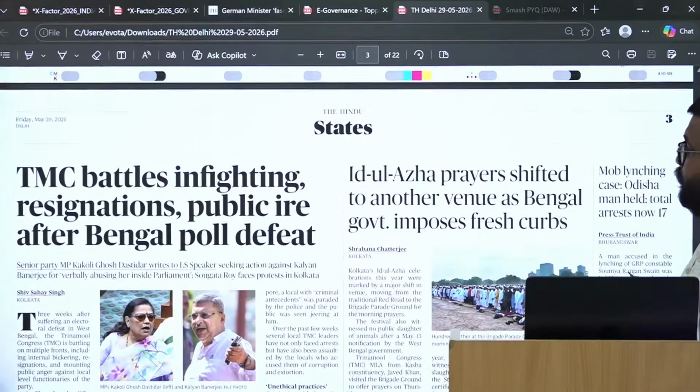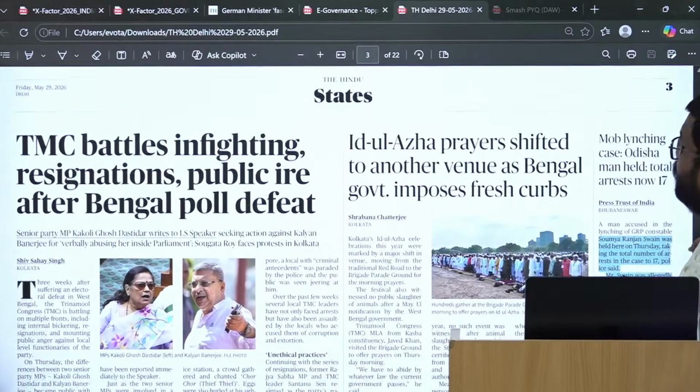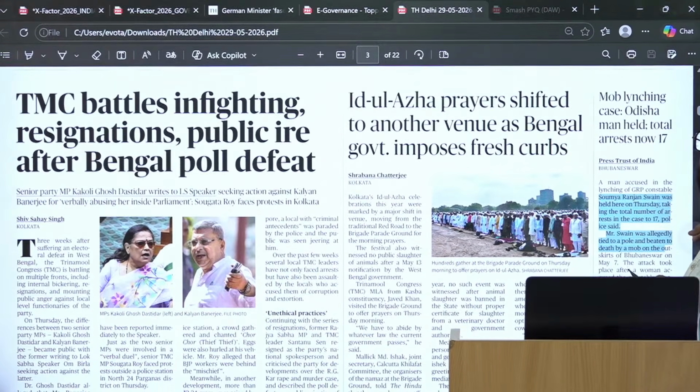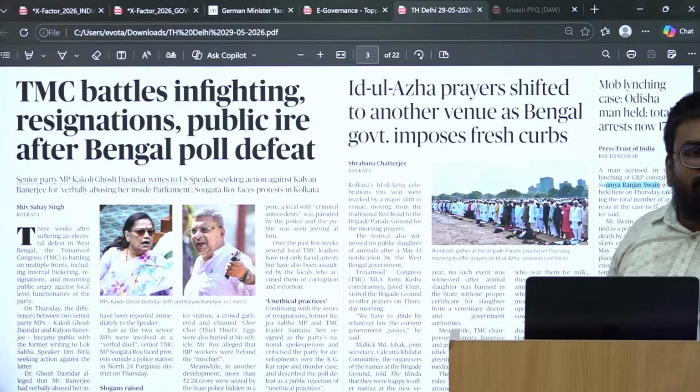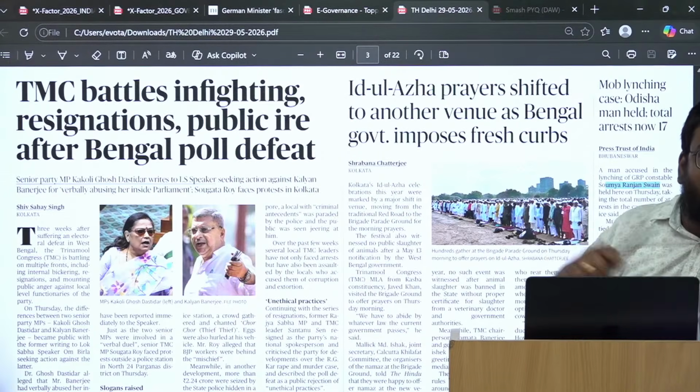देन this is again TMC political. We don't need this news. Mob lynching case, Odisha man held. What is the name of that? Lynching of GRP constable Soumya Ranjan Swain in Odisha. उसके नीचे आपको देखना भी नहीं है. You just got your example.